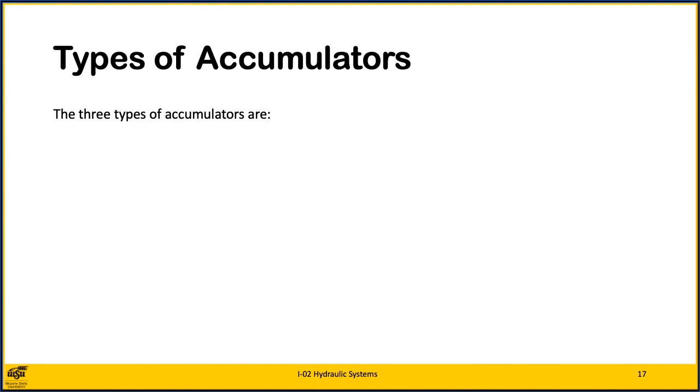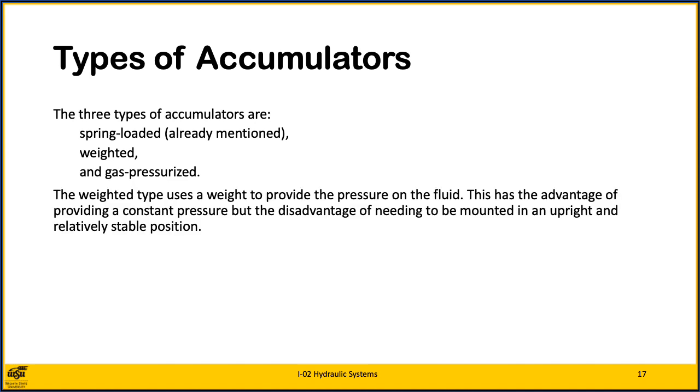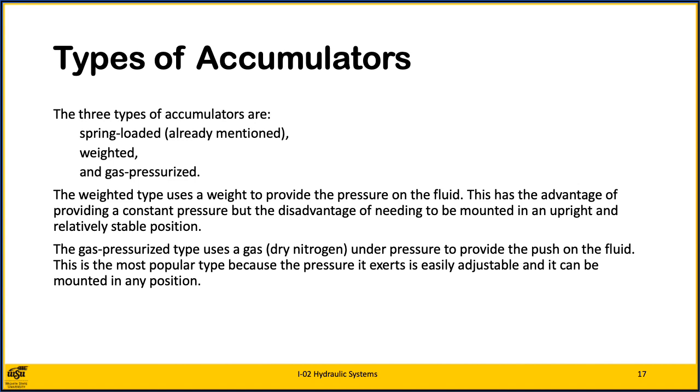There are 3 types of accumulators: spring-loaded, which we've already mentioned, weighted, and gas pressurized. The weighted type uses a weight to provide the pressure on the fluid. This has the advantage of providing a constant pressure, but the disadvantage of needing to be mounted in an upright and relatively stable position. The gas pressurized type uses a gas, dry nitrogen, under pressure to provide the push on the fluid. This is the most popular type because the pressure it exerts is easily adjustable and can be mounted in any position.